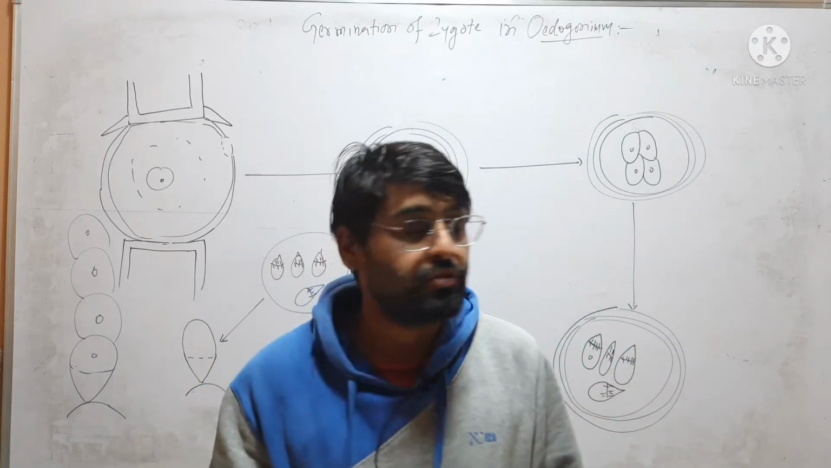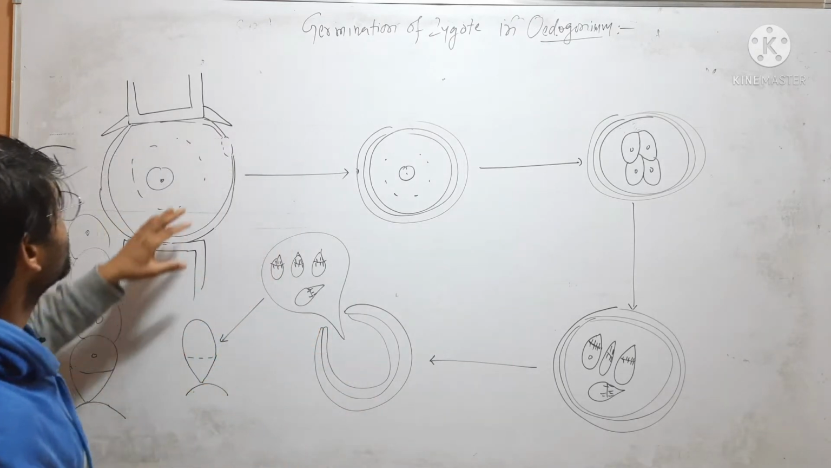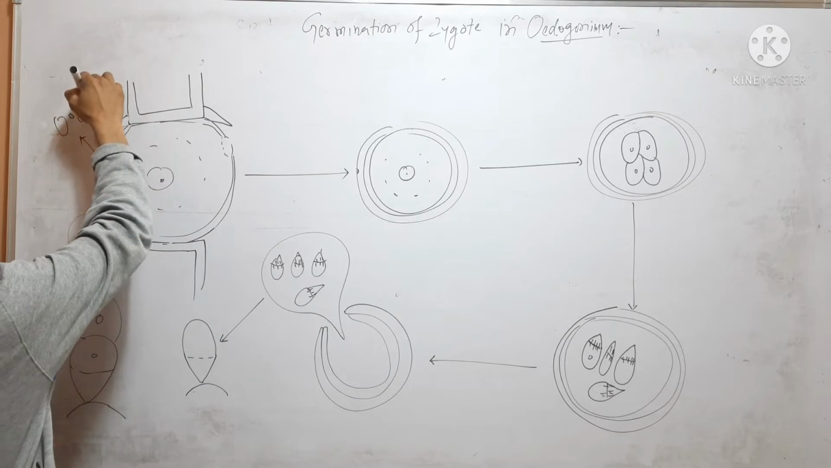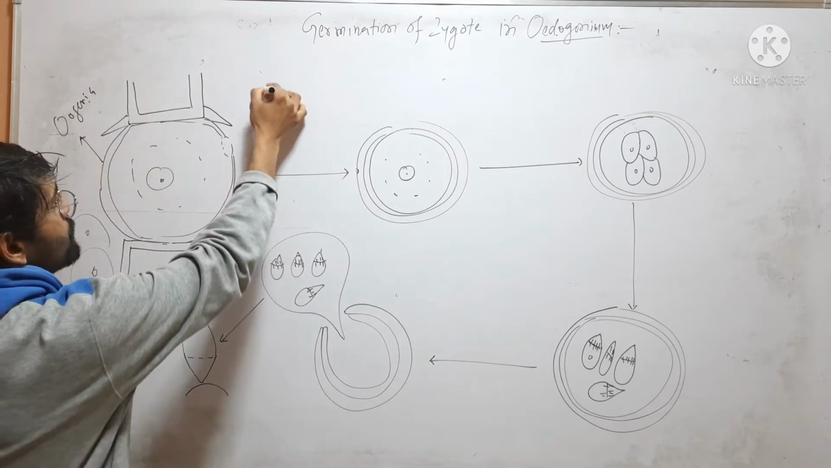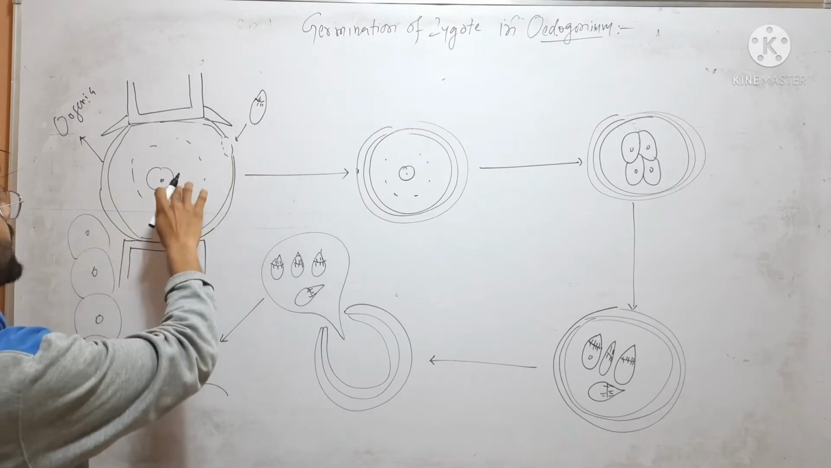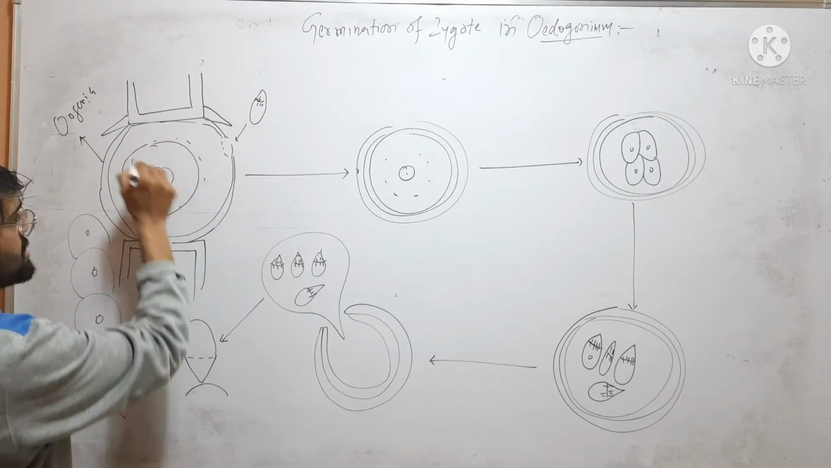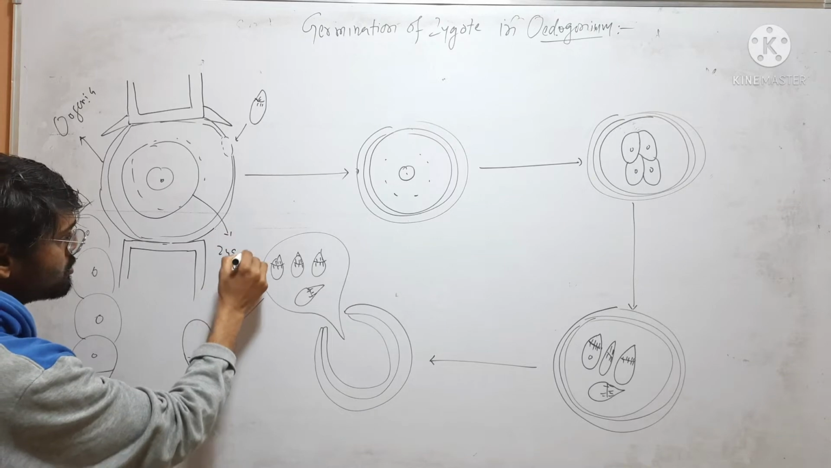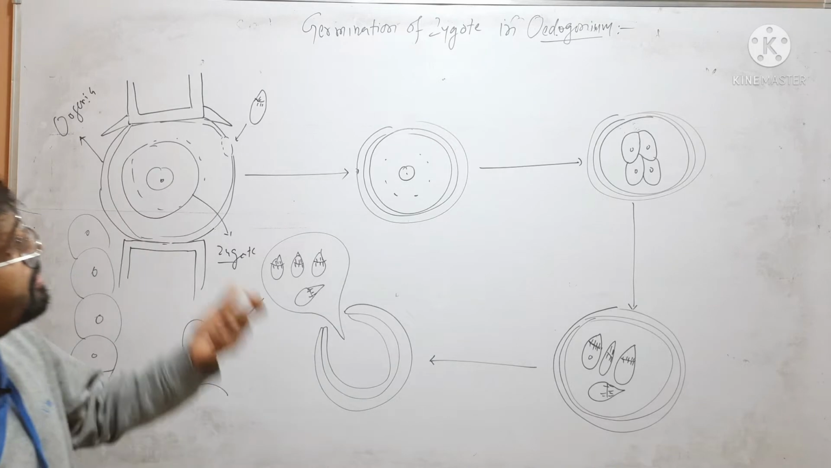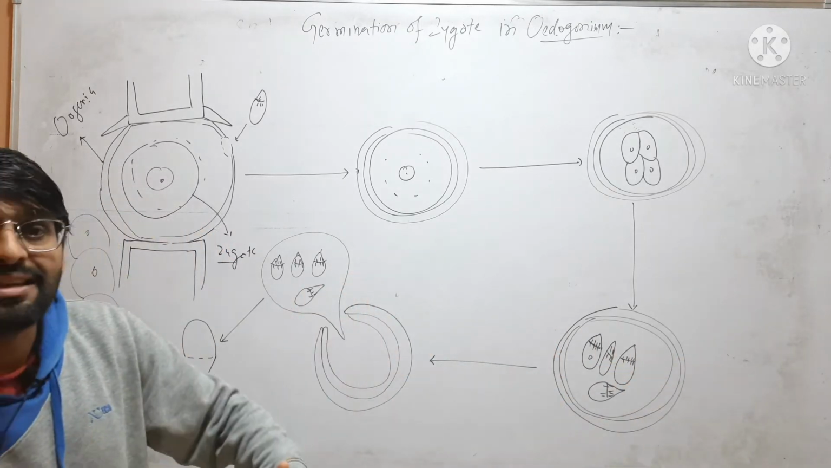Hello friends, in this video we will discuss germination of zygote in Oedogonium. We know that after fertilization, this is the oogonium, and the antherozoid will come into the oogonium through this receptive spore and fertilize this egg. Now this is the zygote. So how does this zygote further germinate and form a new filament? In this video, we will study this process, by which it germinates and forms a new filament.